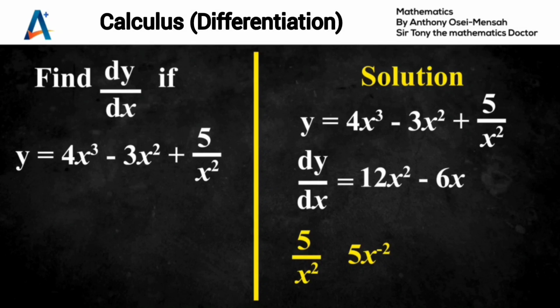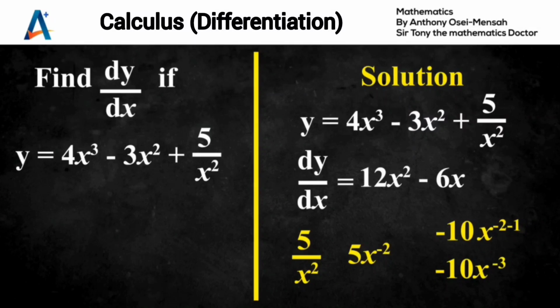Now let's differentiate 5x raised to the power negative 2. We will multiply the power, which is negative 2, by the 5. So negative 2 times 5 will give us negative 10. Then we will reduce the power of the x by 1. That is to say, we will subtract 1 from the power of the x, which is negative 2. So it will become negative 2 minus 1. So x raised to the power negative 2 minus 1. So when you simplify this, we are going to get minus 10, x raised to the power negative 2 minus 1, which will give us negative 3.